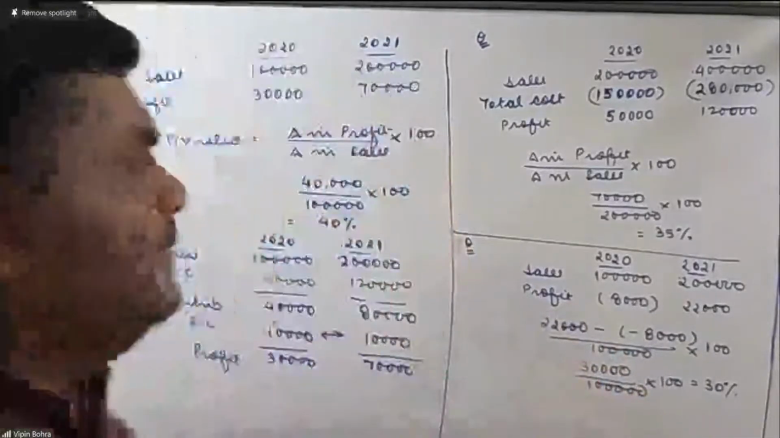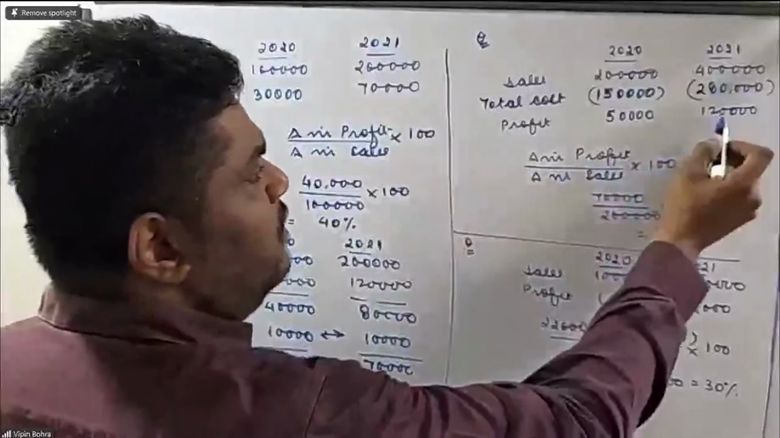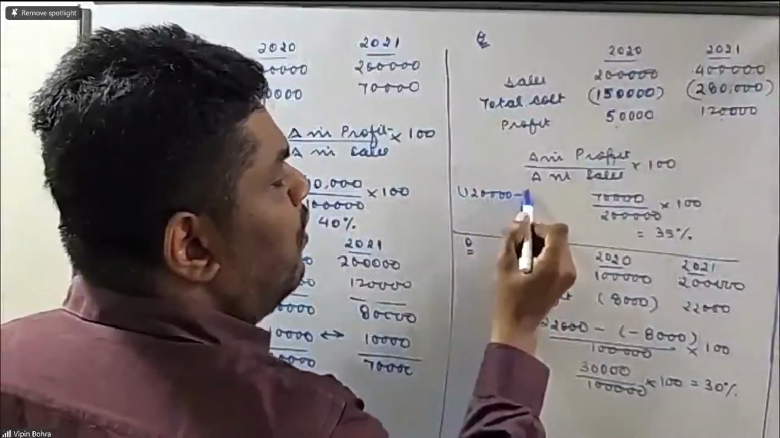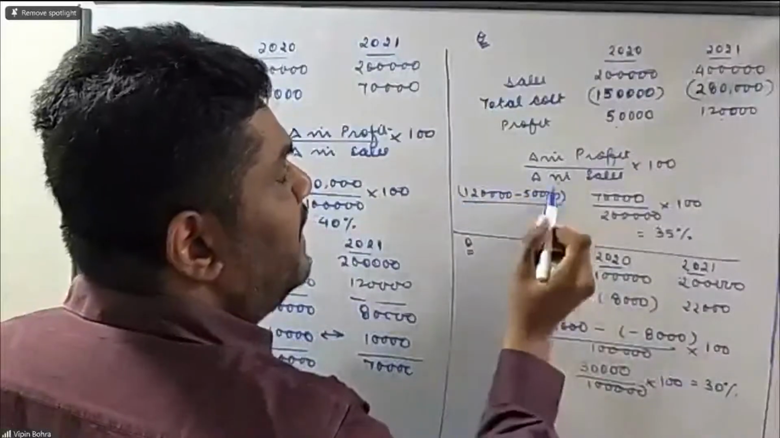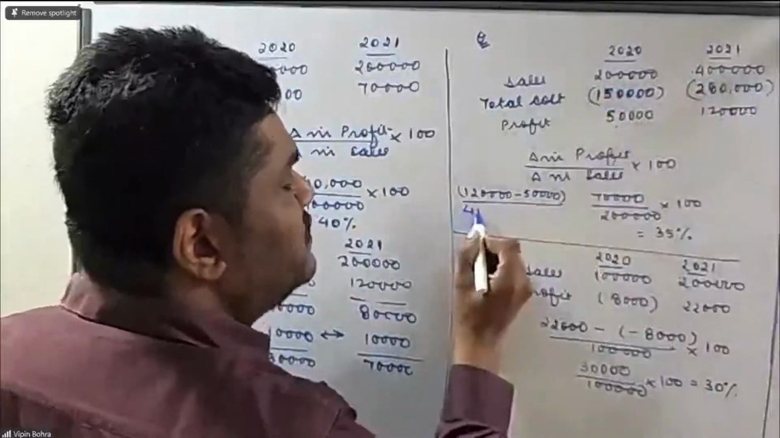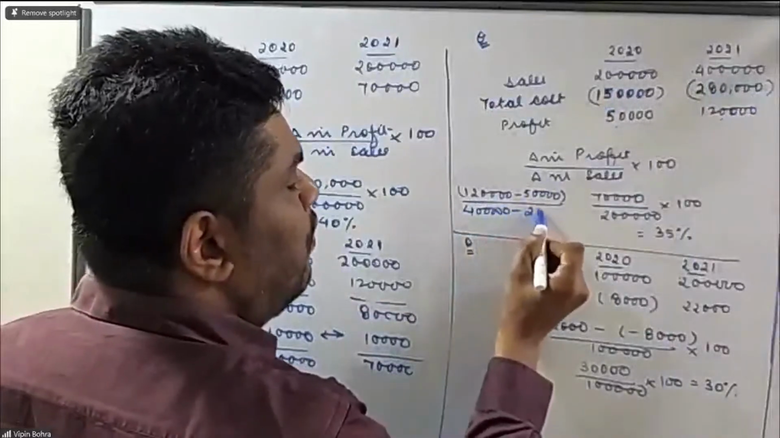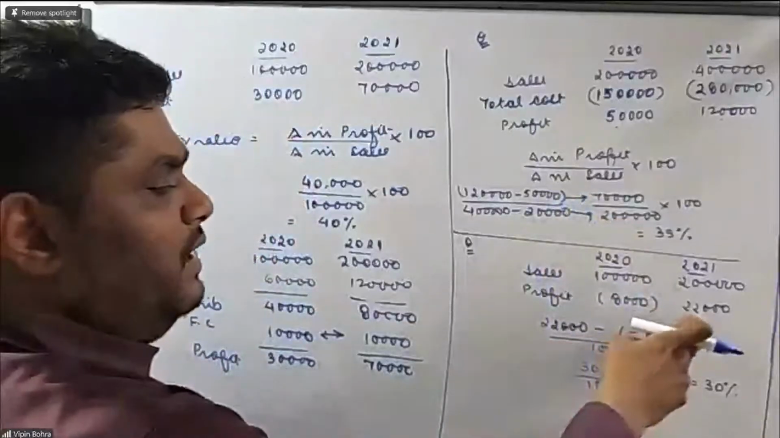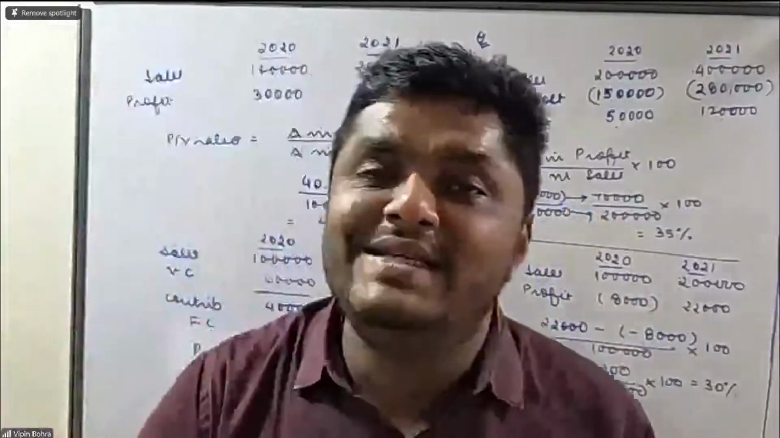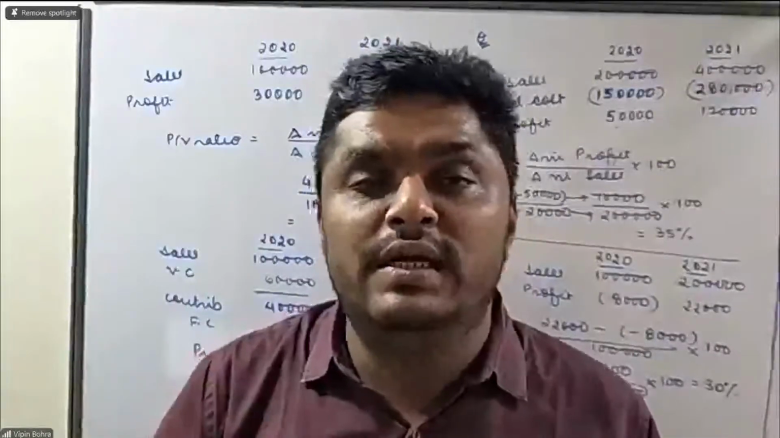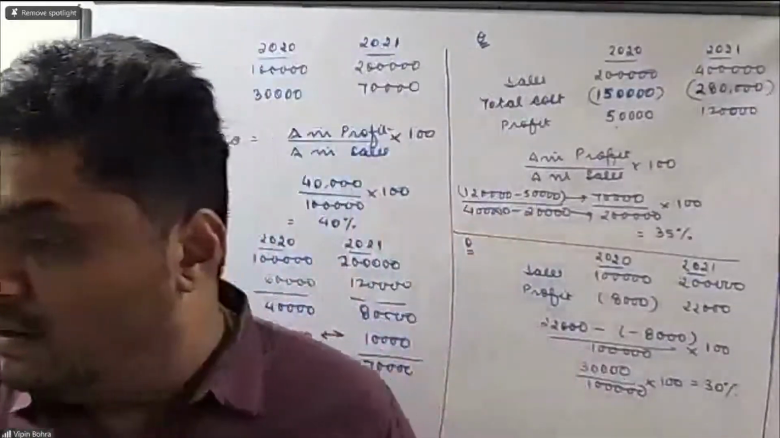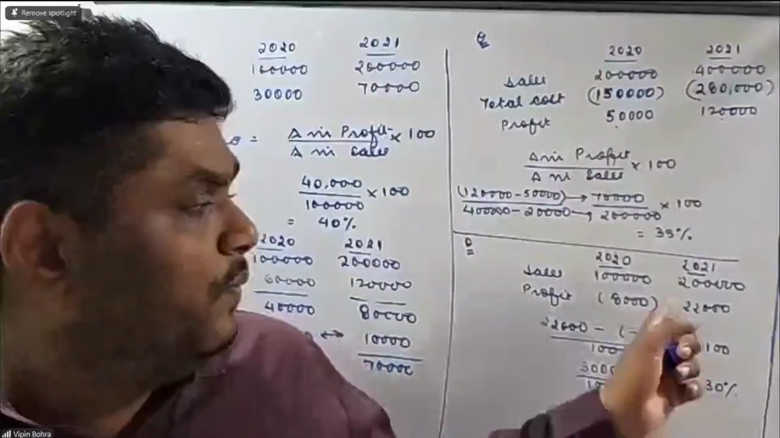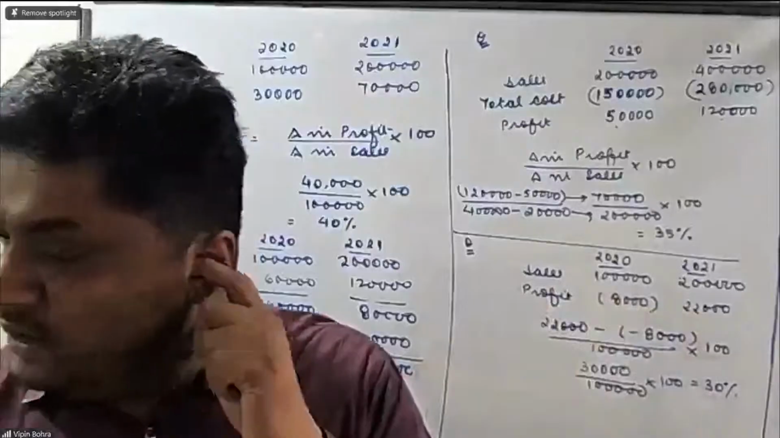Tanu, see, herein also, see, what did I do? Herein also 120 minus 50, divided by 4 lakh minus 2 lakh. This is how I got 70 and 2 lakh. So herein also I did the same thing: 22,000 minus 8,000. So it will be 30,000. Minus minus is plus. It's negative, not positive. 8,000 is the loss, not the profit, Tanu.